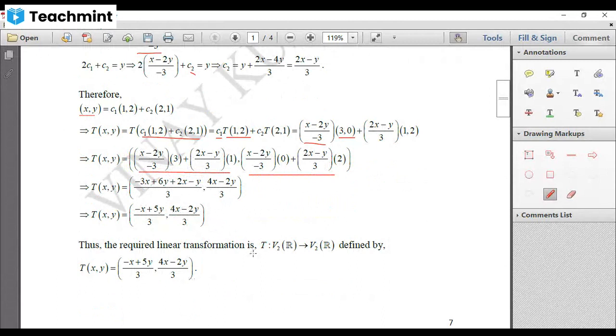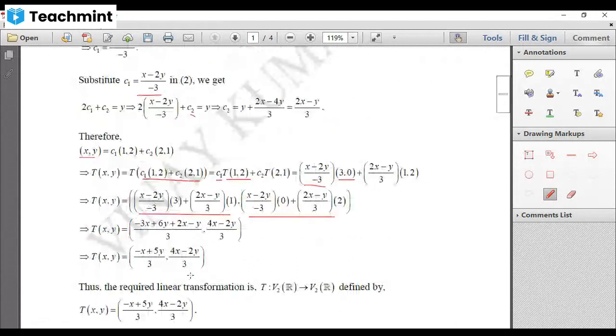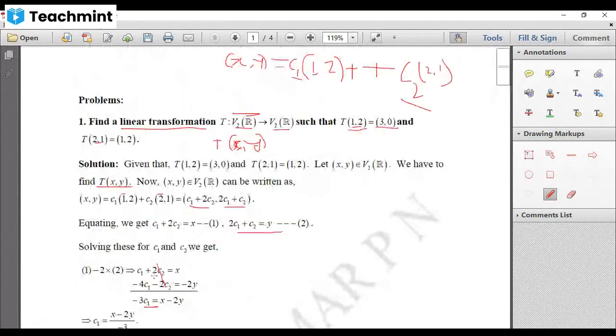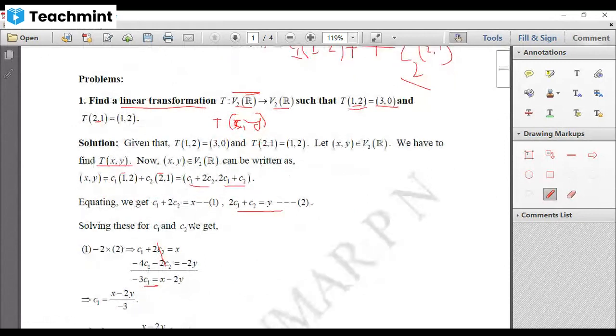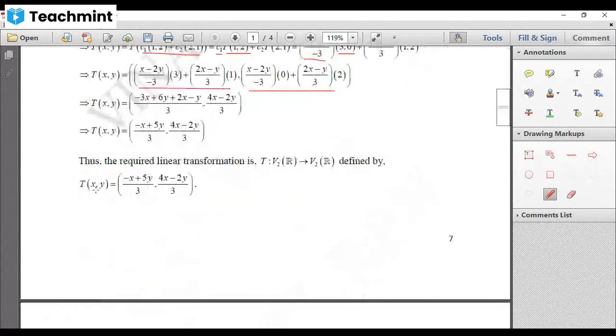Therefore, the given linear transformation in general is given by T from V2R to V2R defined by image of xy is equal to the ordered pair of this. You can verify whether you have done the problem correctly or not. How? Just put x equal to 1 and y equal to 2 in this. You should get 3, 0 as the image.